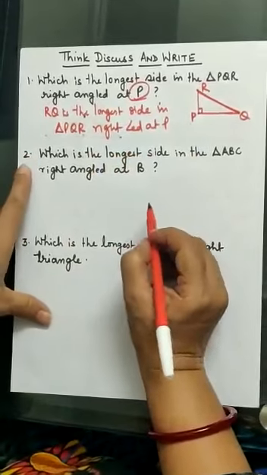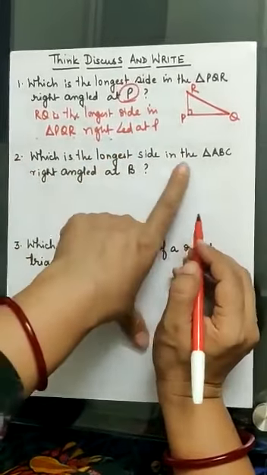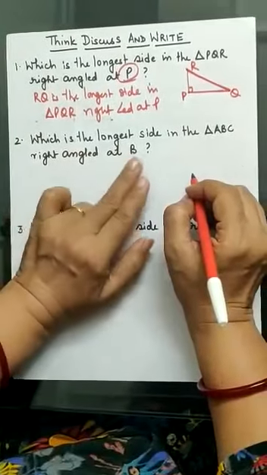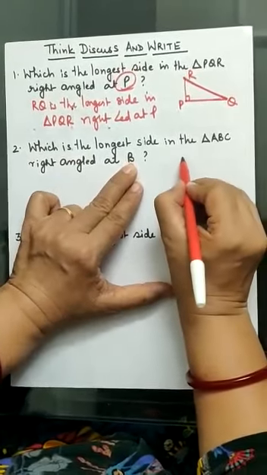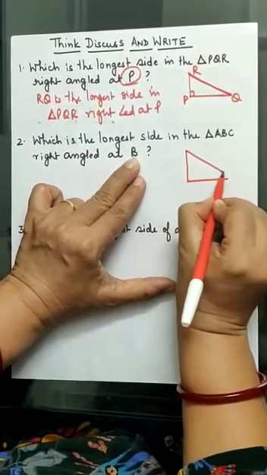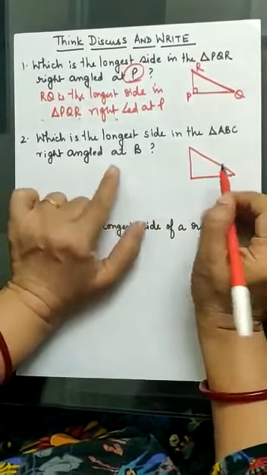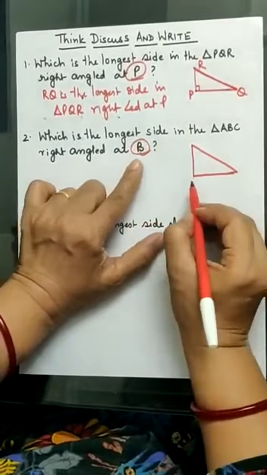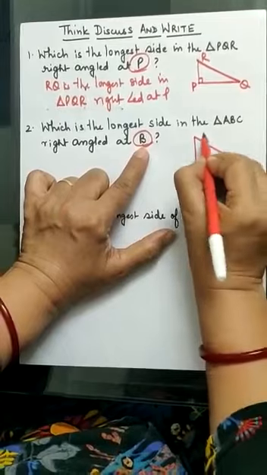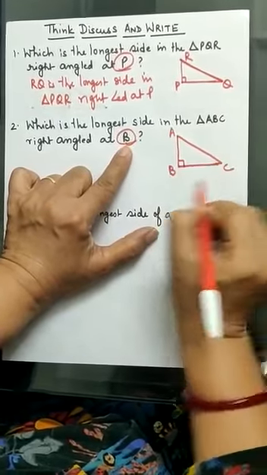Now similarly, second question you see, which is the longest side in triangle ABC, right angled at D? It is right angled at B, not D. Now let us draw triangle ABC. Now it is right angled at B. So we will write B here because right angle is formed here. Now here we write A and here we write C.